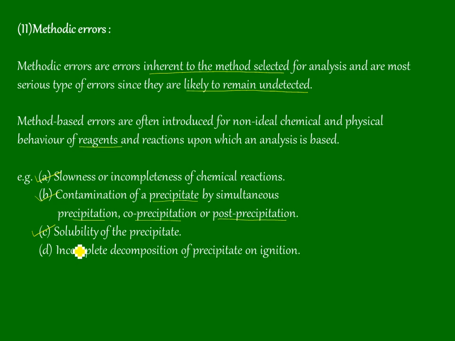Then solubility of the precipitate. Sometimes your precipitate gets dissolved in a solvent which is being used. That also can lead to the loss of precipitate because of the washing, and that is called a methodic error, because you're using a method which is telling you to use that particular solvent, right?